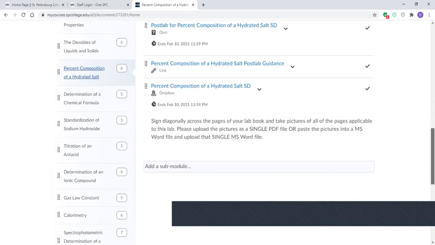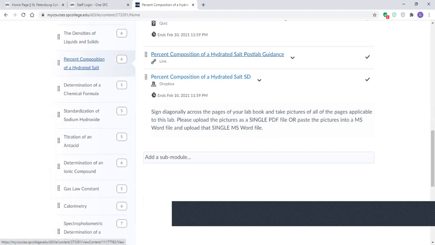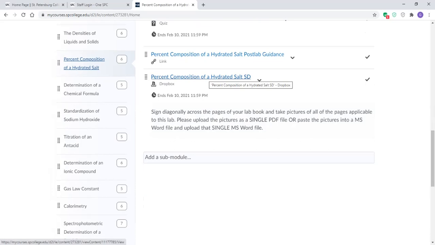Also in here, you have notes and you have a Dropbox. Each experiment is going to have a Dropbox with the exception of the safety one. So what you're going to do is fill out your notebook, take pictures of your notebook, and upload them into the Dropbox. That is where I am going to see them to grade them.